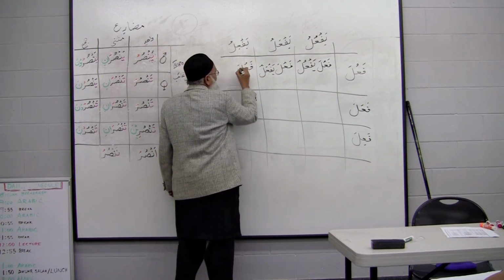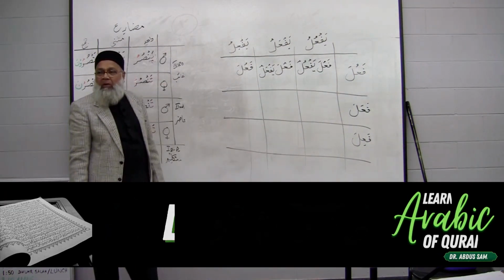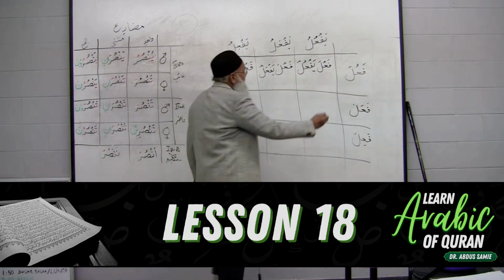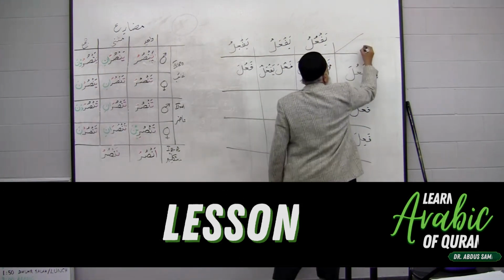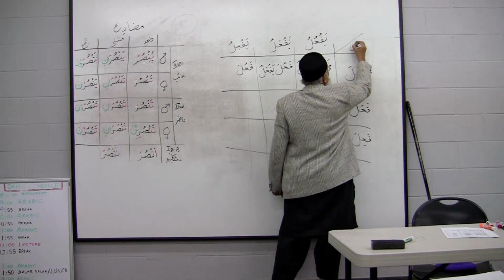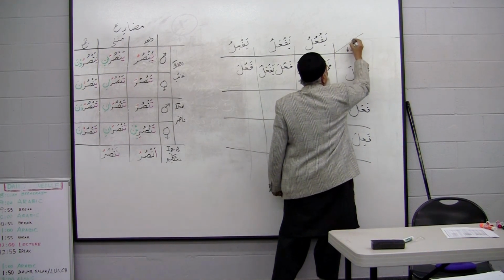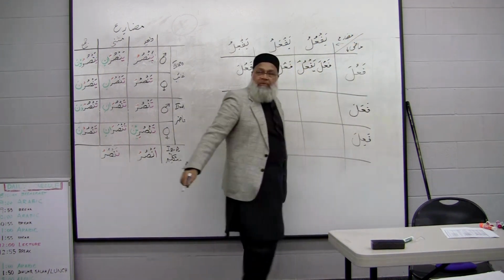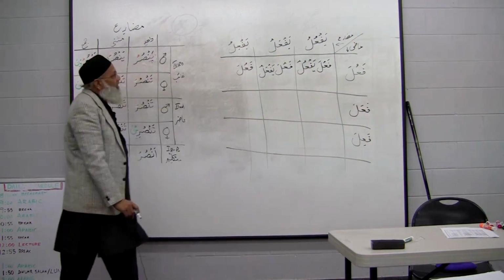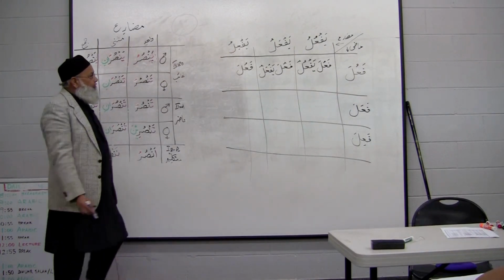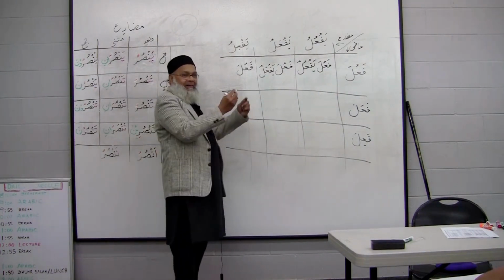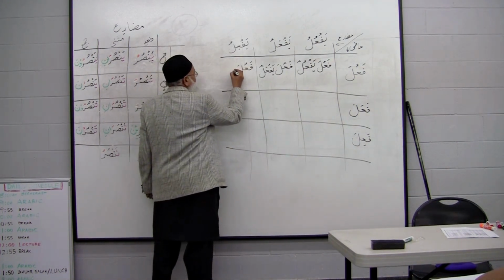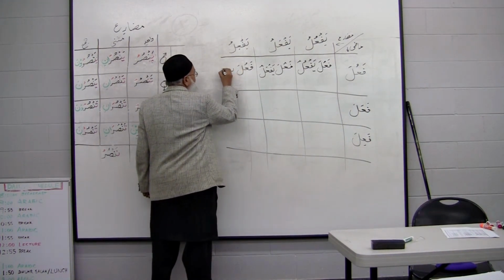You probably can add a heading: to the right is the past tense, on top is the present tense, so they know what you're trying to do. This is Madi downwards, and this is Madare horizontally. Is that okay? So we're just combining the possible combinations. Hypothetically speaking, fa'ula yaf'ilu.